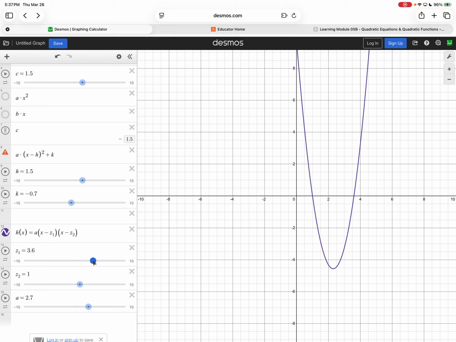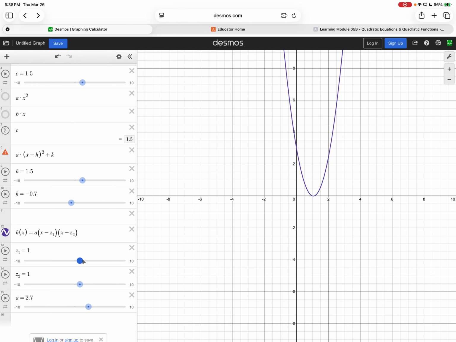Now this way, look, I'm moving it to, what is it, 4? There, 4. You see that? So don't look at the rest of it. Just look at where it crosses the x-axis. You see that?